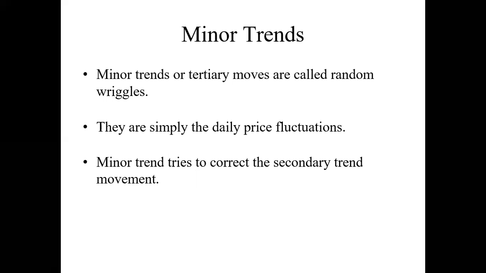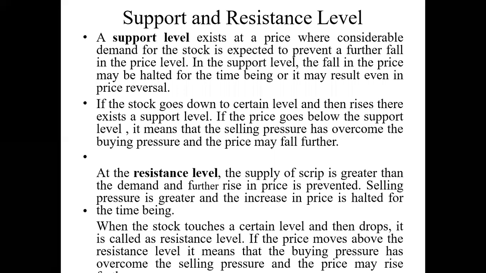Now, coming to the next, the most important, the support and resistance level. There are two things which come in the market pattern. One is the support level and another one is the resistance level. So the support level exists at a price where considerable demand for the stock is expected to prevent a further fall in the price level. So this is called the support level.